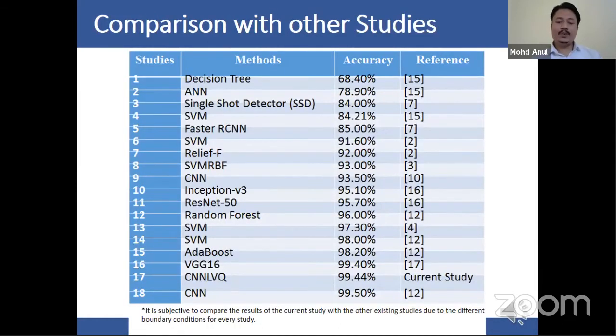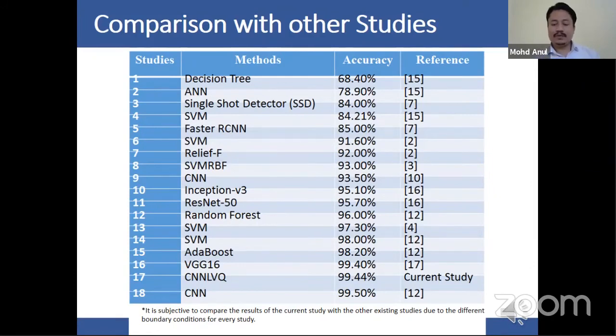So here we have tried to compare our work with other works, but it is worthwhile to mention that it is subjective to compare the results of the current study with other existing studies due to different boundary conditions for every study. They are using different methods and different data sets. But anyway, for a kind of comparison, we have used decision tree, ANN, SSD, SVM, Faster RCNN, Inception, ResNet, and Random Forest, by different authors. The proposed method in the current study showed an accuracy of 99.44%. Another study is there which uses CNN on a very rich data set.